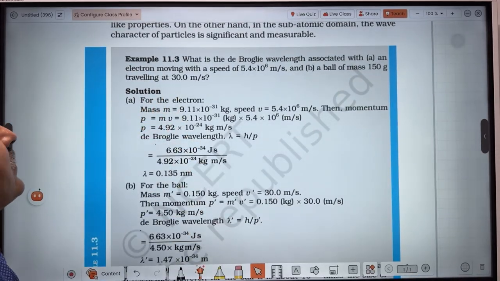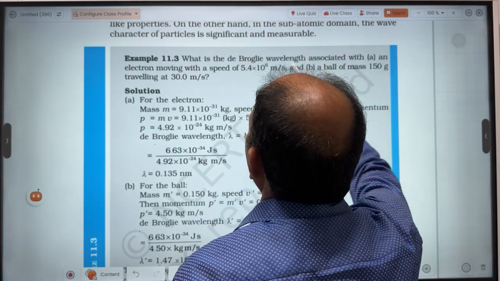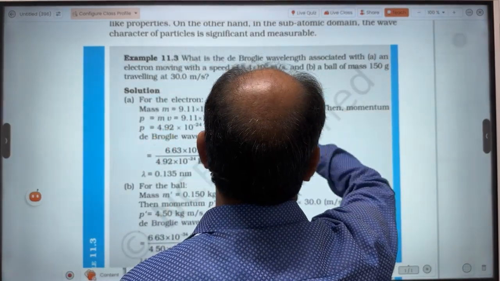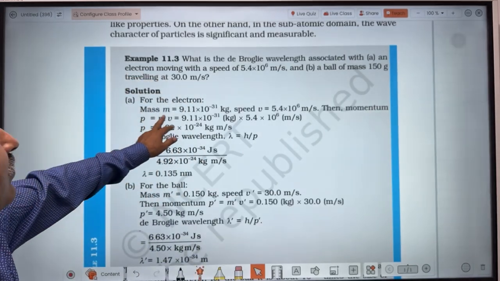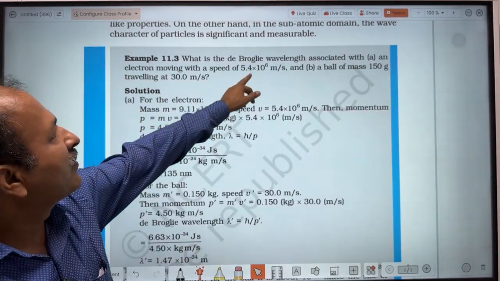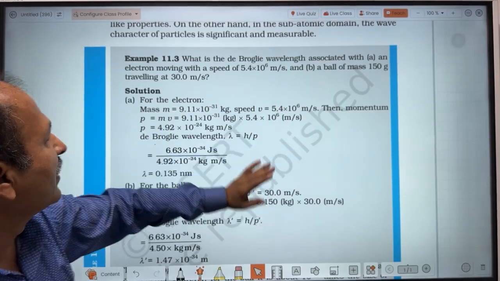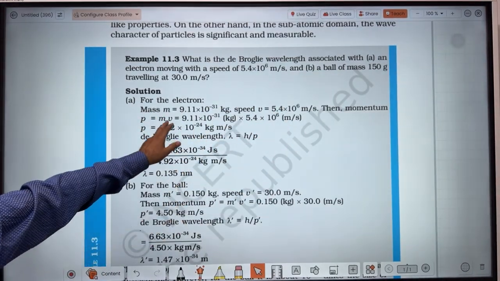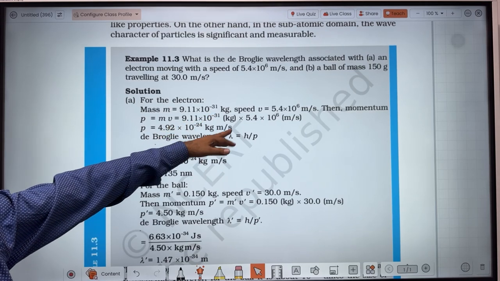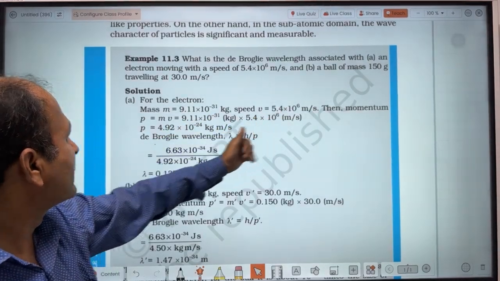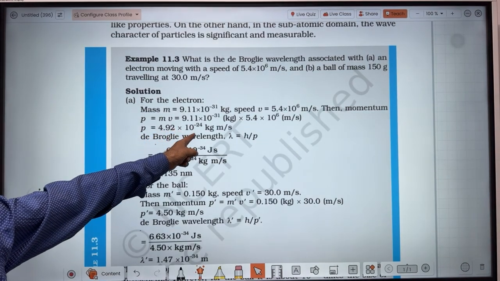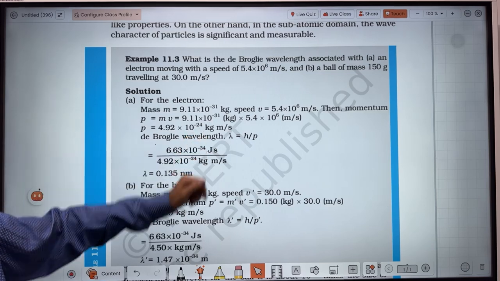What is the de Broglie wavelength associated with an electron moving with a speed of 5.4 into 10 power 6 meter per second? So for an electron, we know mass equals 9.11 into 10 power minus 31 kg. Speed is given as 5.4 into 10 power 6 meter per second. So momentum p equals mv. We put in the values, m is 9.11 into 10 power minus 31 and velocity is 5.4 into 10 power 6. So we can evaluate it. It comes out to be 4.92 into 10 power minus 24 kg meter per second.